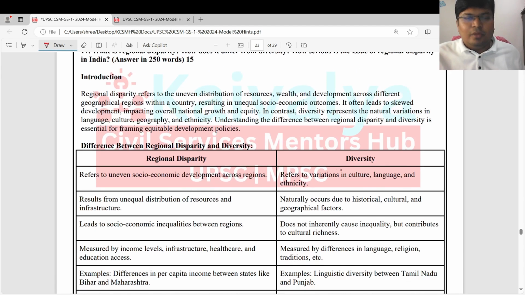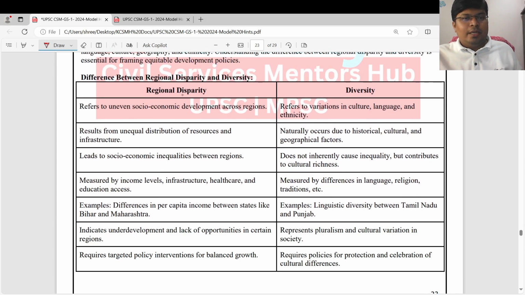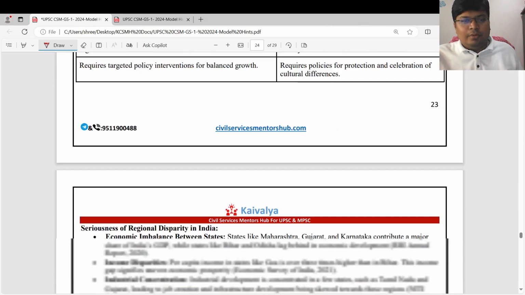In the first part, you can again use tabular form, just differentiating regional disparity and diversity. So regional disparity is a socio-economic development related concept. Diversity is a cultural, language, and ethnicity related concept. All points are given over here.